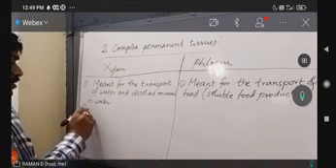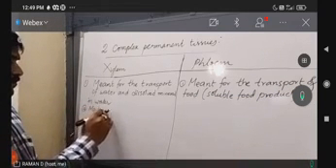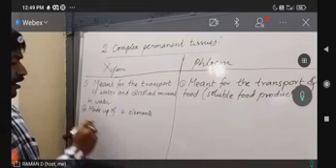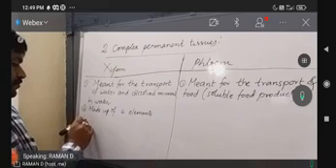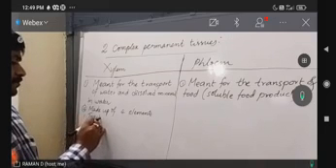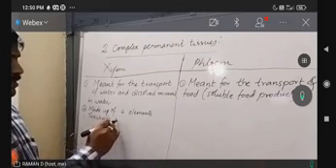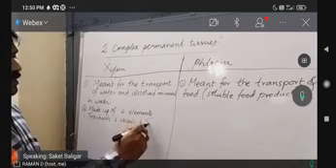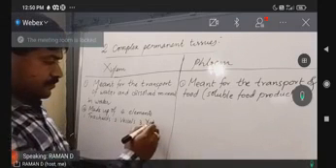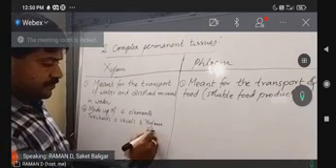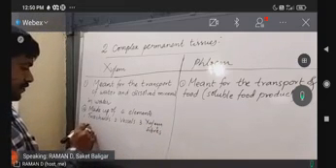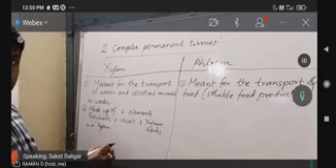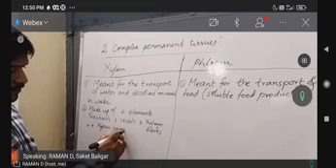Xylem is made up of four elements. They are tracheids, vessels, xylem fibers, and xylem parenchyma.